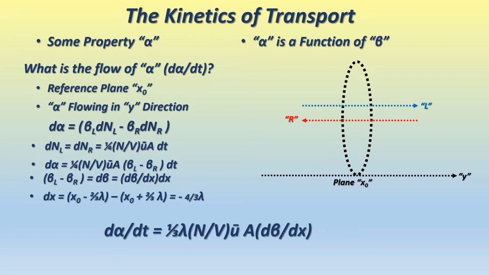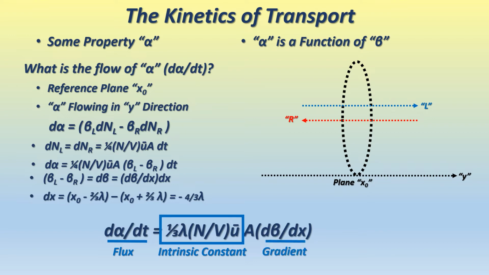So in general, you get the following rule for transport. The d alpha/dt, which is your flux, is going to be equal to 1/3 the mean free path times the density of particles times the average velocity of the particles, which is some intrinsic constant to the system, times the change in beta over dx, which is your gradient, or the general rule: minus some constant times the area times the gradient, del.